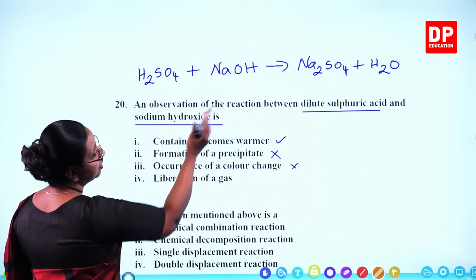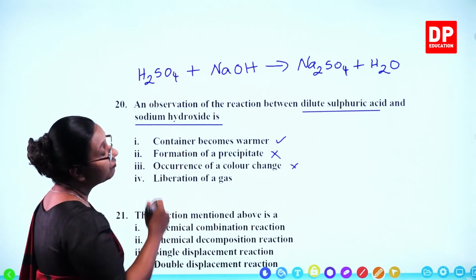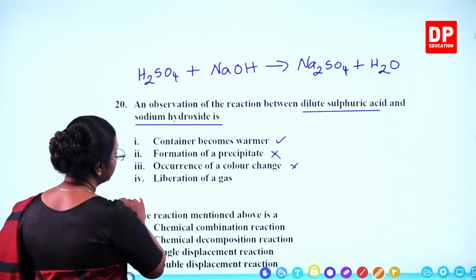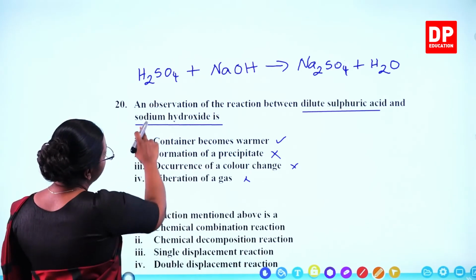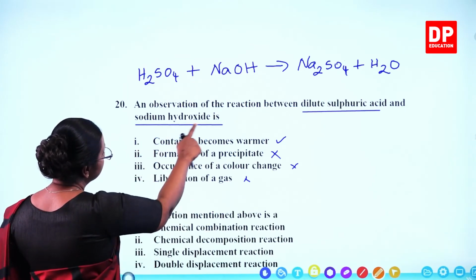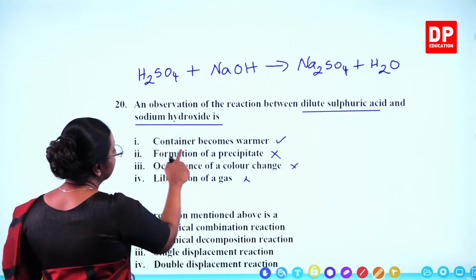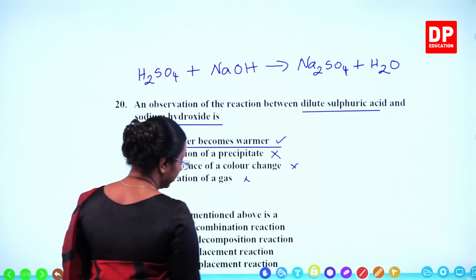Liberation of a gas. Sodium sulphate is a salt, a solid, and dissolves in water. Water is a liquid. So there is no liberation of gas. So the only thing that occurs, as an observation of the reaction between dilute sulphuric acid and sodium hydroxide, is that the container becomes warm. That is the correct answer.